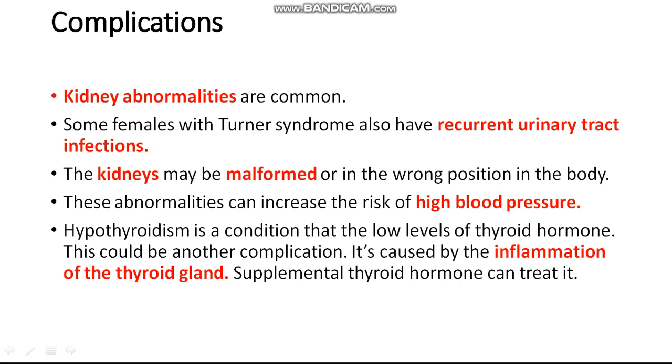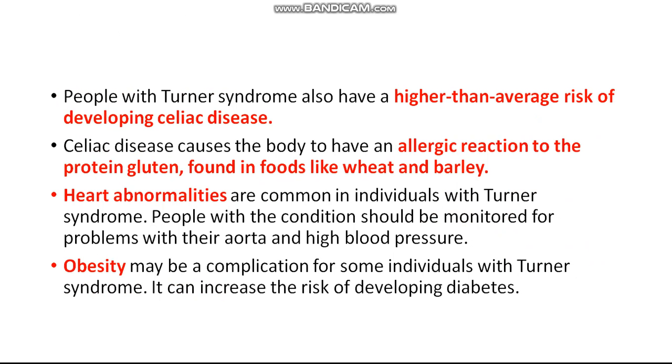The complications of Turner syndrome include kidney abnormalities and recurrent urinary tract infections. The kidneys are usually malformed and they are located in wrong positions. There can be high blood pressure. There can be inflammation of the thyroid gland.